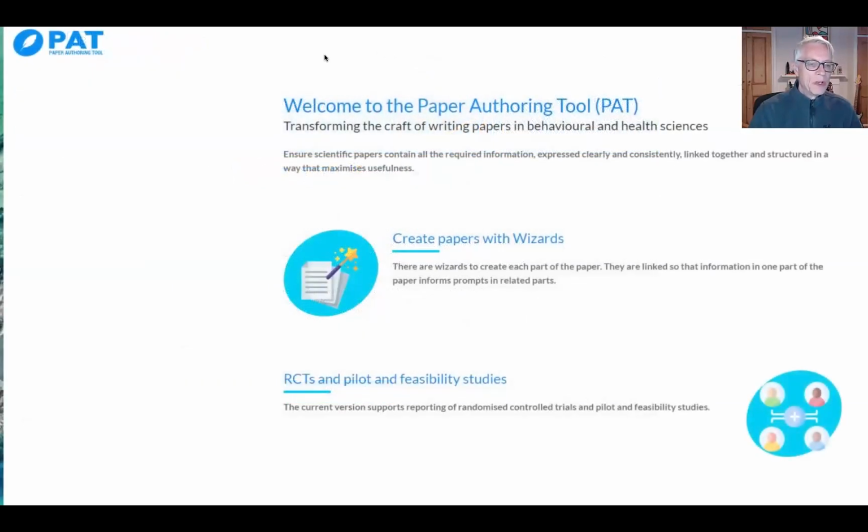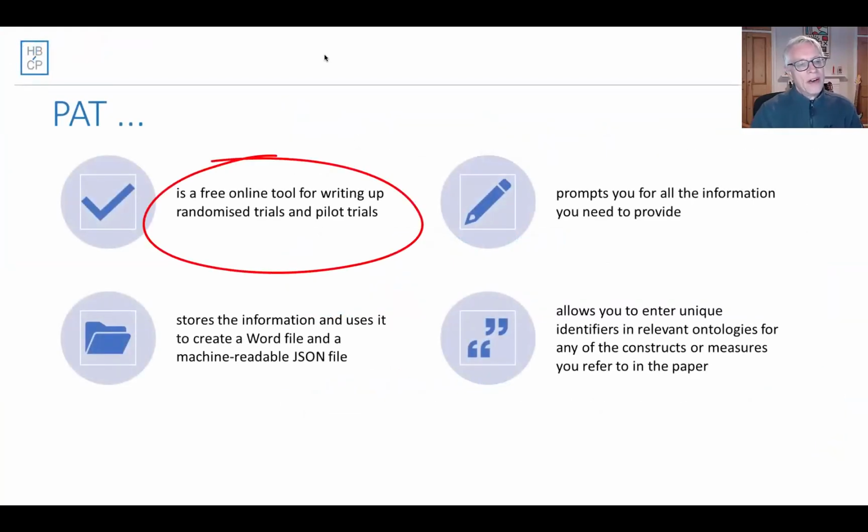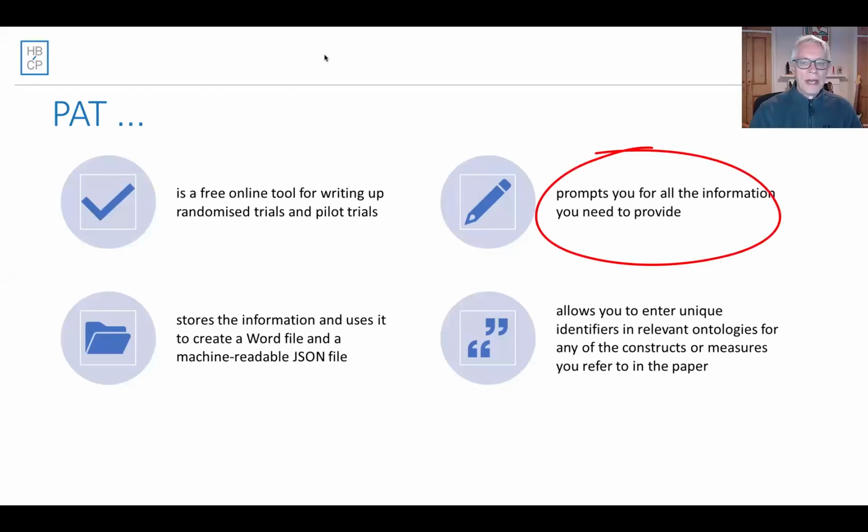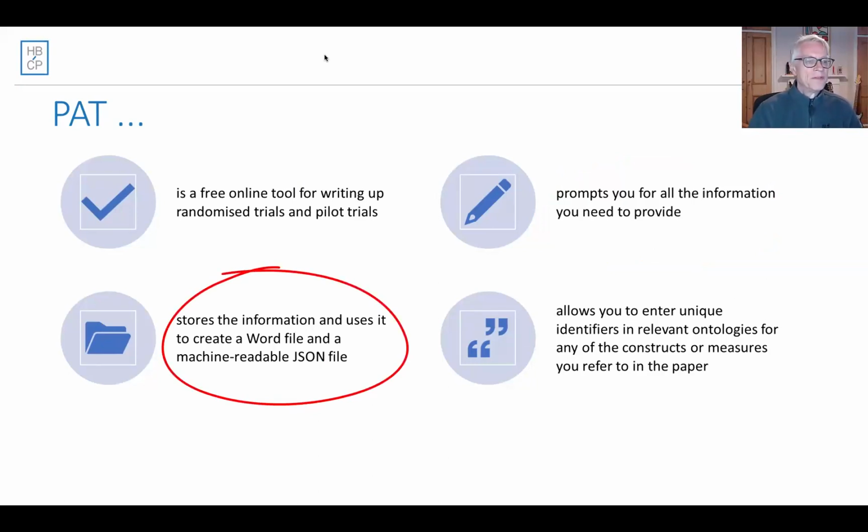This video will explain what PAT is and what it offers, and it will give you a short demonstration of how to use it. PAT is a free online tool for writing up randomized trials and pilot trials. It prompts you for all the information that you need to provide. It stores this information and uses it to produce a Word file that you can then edit to meet journal requirements or to suit your own narrative style. It also produces a machine-readable JSON file with all the information you entered. This can be saved as a supplementary file with your published paper so that all the information in your paper can be read automatically by a computer without the need for a human to extract it.